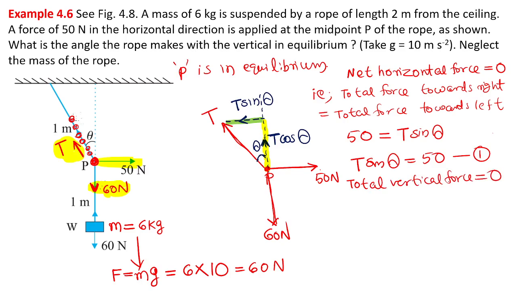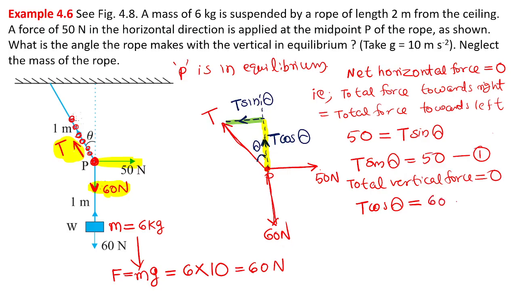Total vertical force 0 means the total upward force is equal to the total downward force. Total upward force is T cos theta. T cos theta will be matching with the total downward force, which is the weight of the body, 60 Newton.